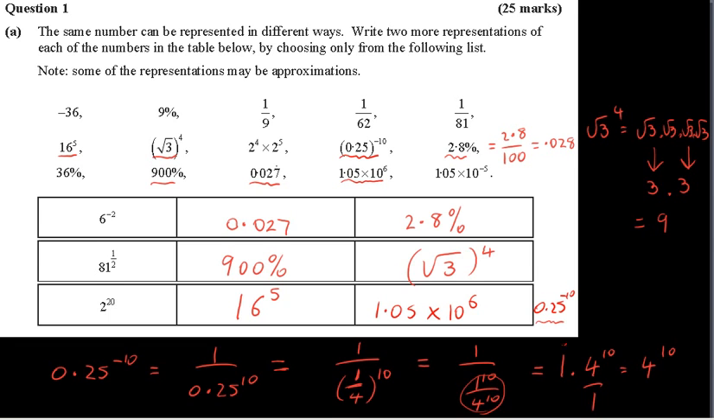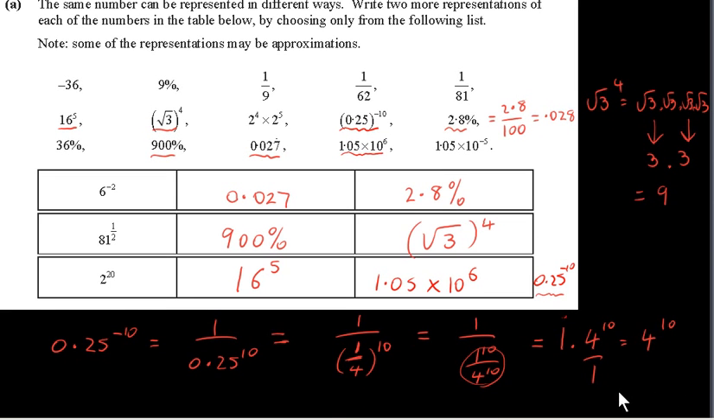And if we write 4 as 2 to the power of 2, because 2 squared is 4, we get 2 squared to the power of 10. Then we just multiply these powers, and we get 2 to the power of 20.